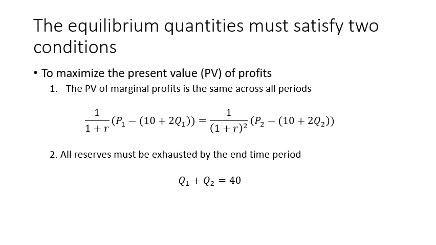Now, in order to solve this problem, we have to satisfy two conditions. First, the present value of marginal profits is the same across all periods. And so we're going to take our equations from the previous slide and set them equal to each other. And then second, all reserves must be exhausted by the end time period. These two equations have two unknowns in them, Q1 and Q2, and we have two equations, so we can solve for Q1 and Q2.